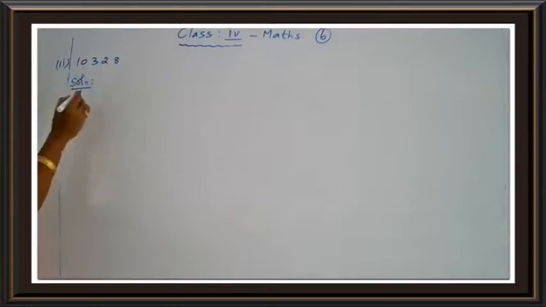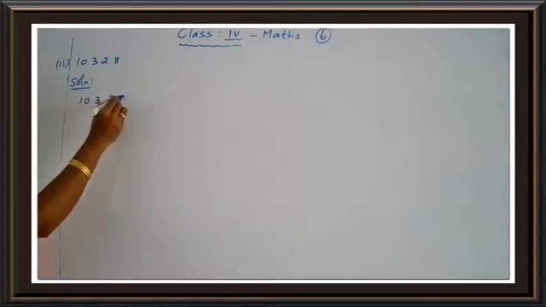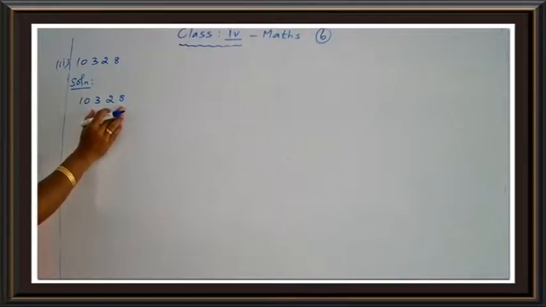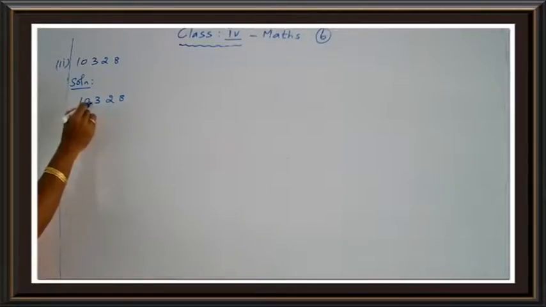Your question is 10,328. So first of all, you mark the periods. Your first period is the ones period. The ones period consists of 3 places, that is ones, tens, hundreds. After the hundreds you put 1 comma. So your number is 10,328. Now you write the expanded form in 3 different ways.